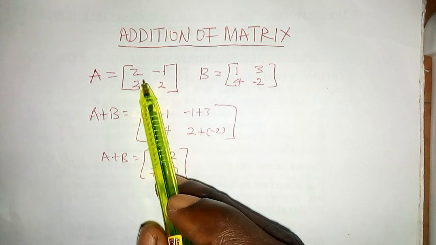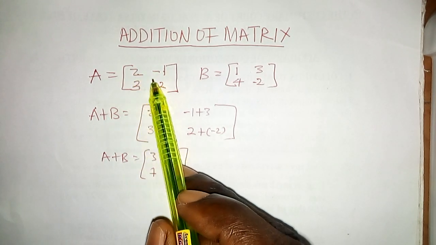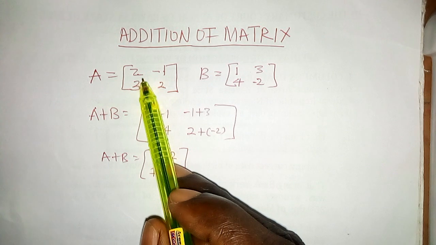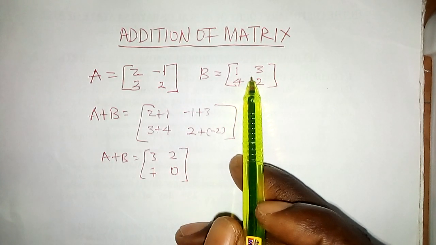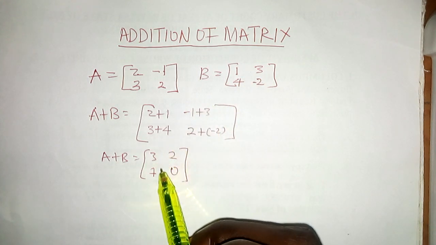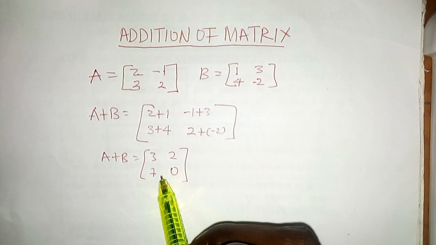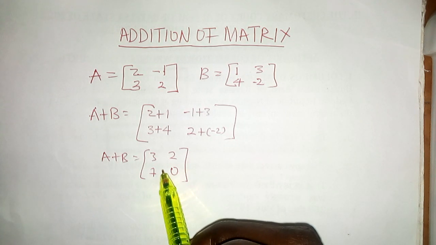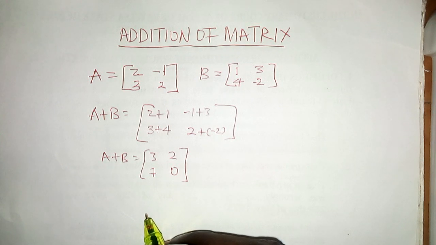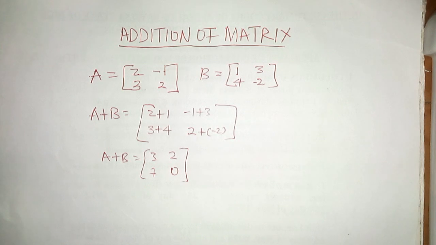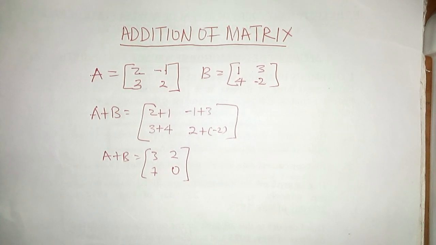So now you can see that in matrix A, which is a square matrix, we have 4 elements, and in matrix B, which is a 2 by 2 matrix, we had 4 elements. And our final outcome, when we sum them both, we still have a square matrix, which has 4 elements in it. So this tells us that when we want to add matrices, we make sure that they are of the same order, else addition cannot take place.